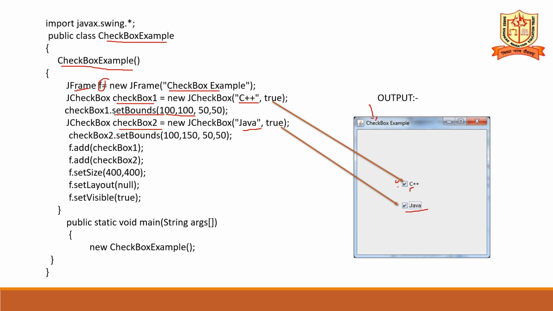After creation of the checkbox, you have to add it to the frame. Here, what are the objects of the checkbox? Checkbox1 and checkbox2. Both the objects you are adding to the frame here. And after that, setSize, setLayout, and setVisible true, you have to make it. I think it is clear.